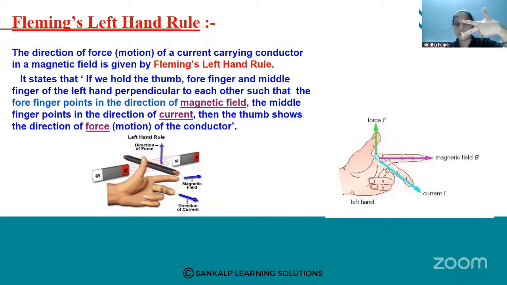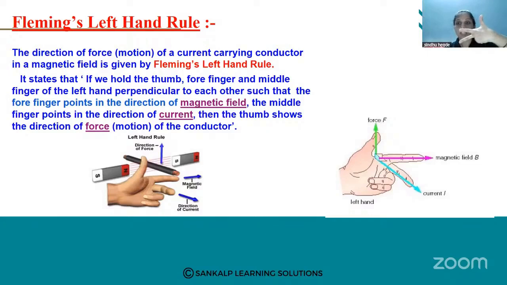So it states that if we hold the thumb, forefinger and middle finger of the left hand perpendicular to each other, here the forefinger shows the direction of magnetic field, the middle finger shows the direction of current, and your thumb shows the direction of force. This thumb shows the direction of force. This is the statement of Fleming's left hand rule.